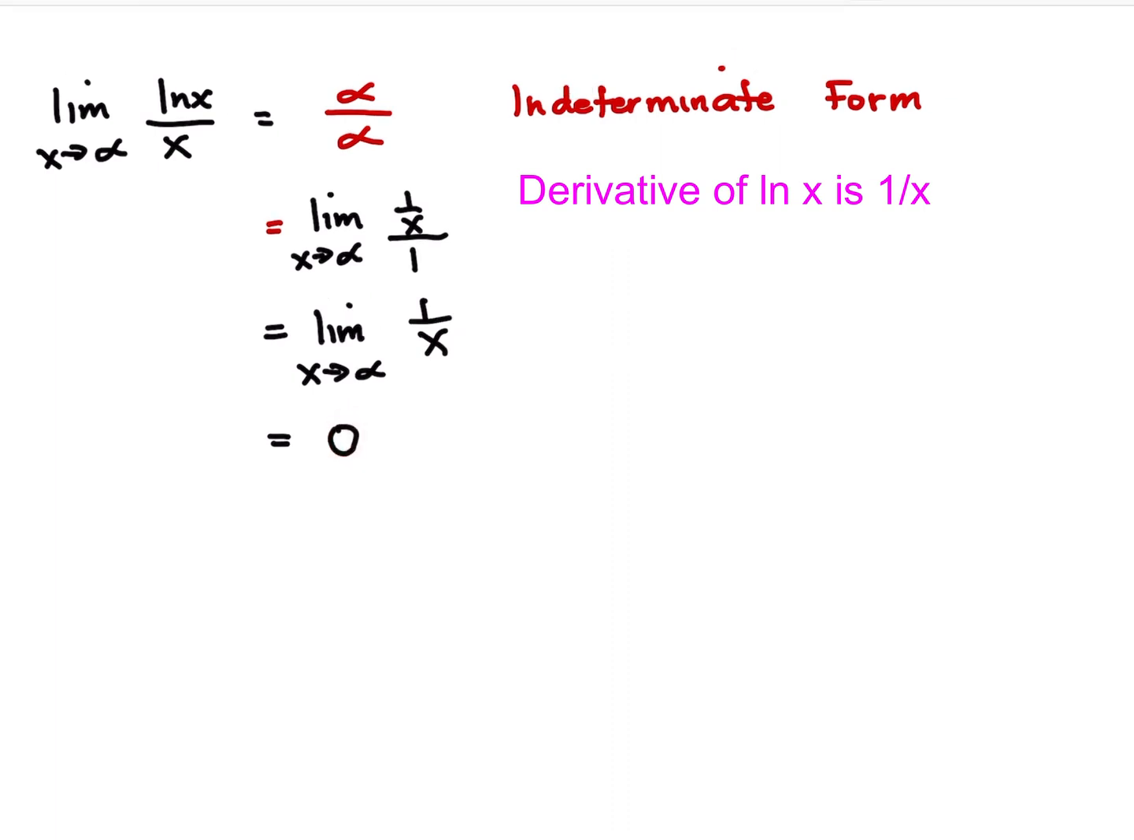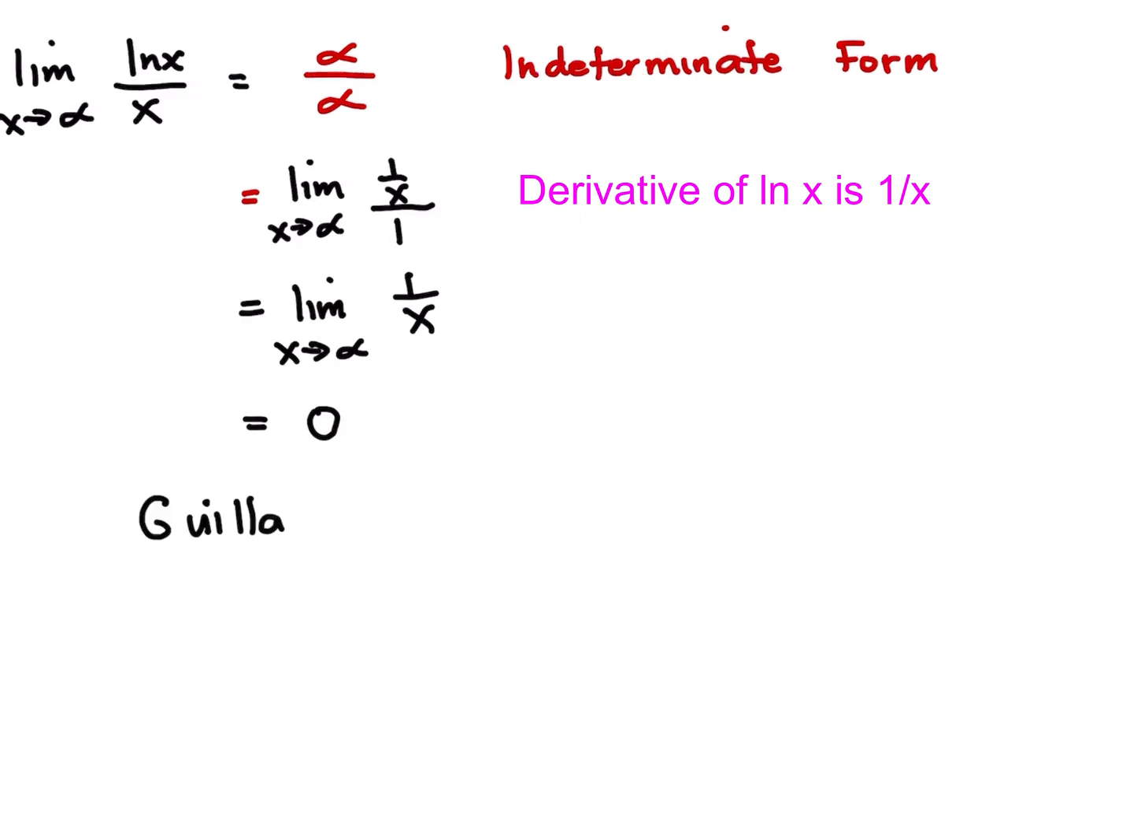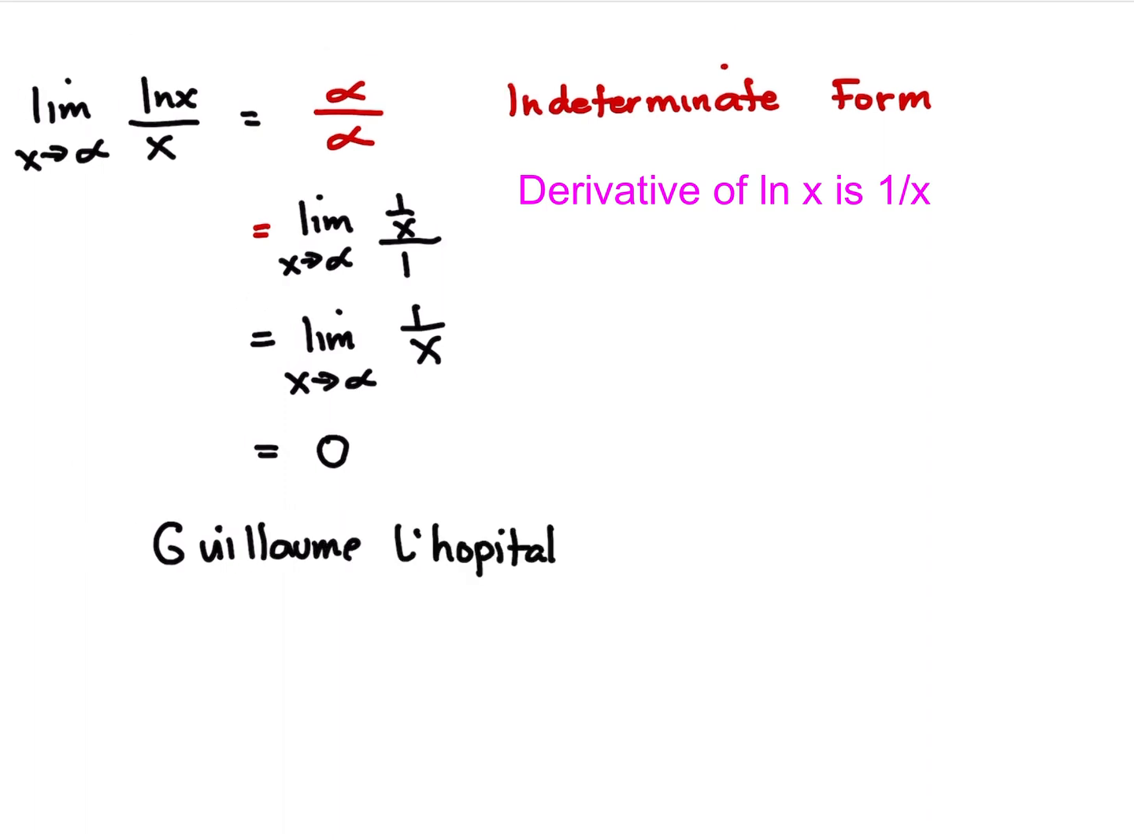The L'Hopital rule was first published by the French mathematician Guillaume L'Hopital. He is credited with the writing of the first textbook in differential calculus in 1696. And the book contains the L'Hopital rule in it.